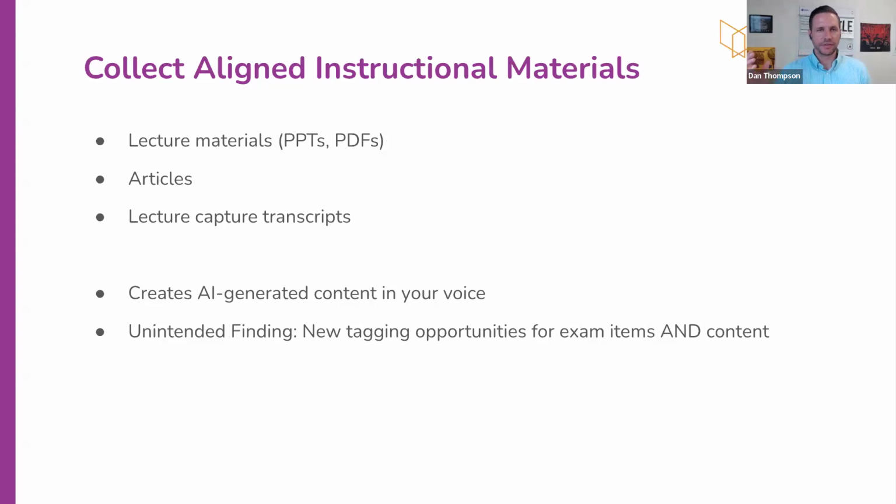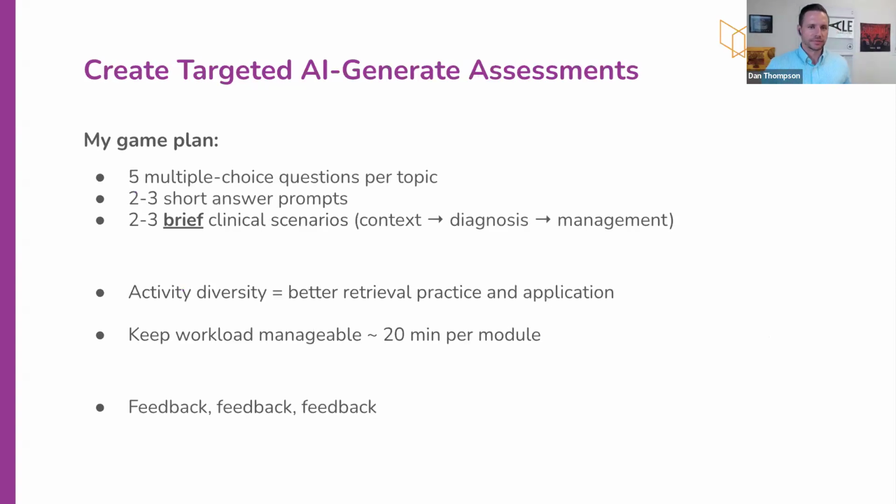One neat thing that we found from this process was an unintended finding of new tagging opportunities for exam items and content. It made us realize that if we were better about tagging our exam items, and for Canvas outcomes, if we tag our content better in a certain way, it allows us to find that information more quickly. It makes the data that we get from it more valuable. And I'll speak to that a little bit on the last slide.